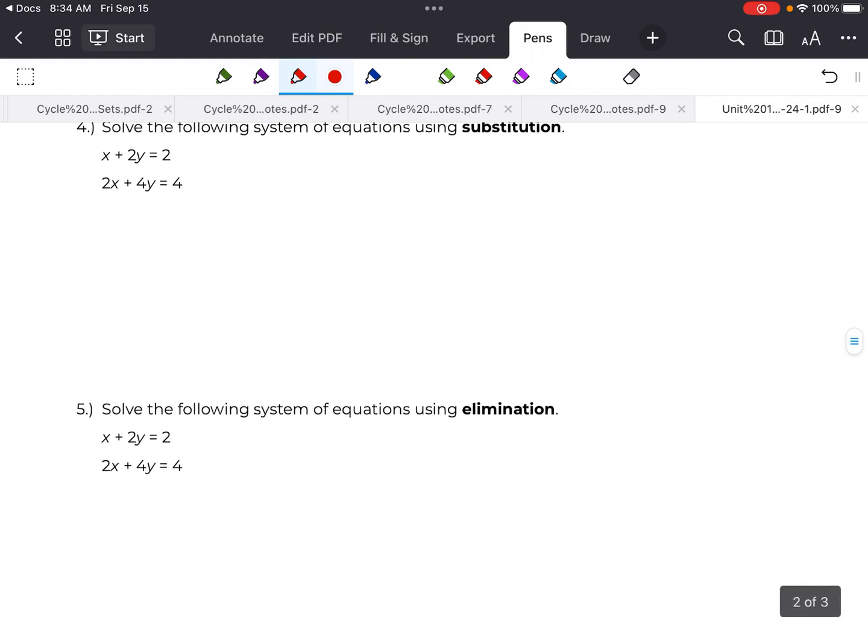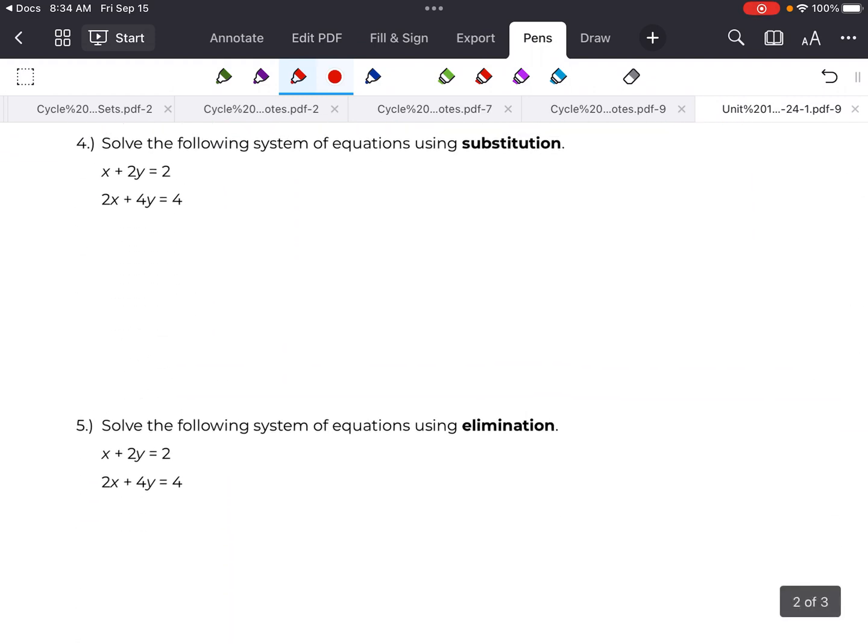Okay, let's try with a different system. x plus 2y equals 2, 2x plus 4y equals 4. We're going to use substitution. This top one already has a singular x. Let's isolate the x here by subtracting 2y. So x equals negative 2y plus 2. And we're going to substitute this into the x down here.